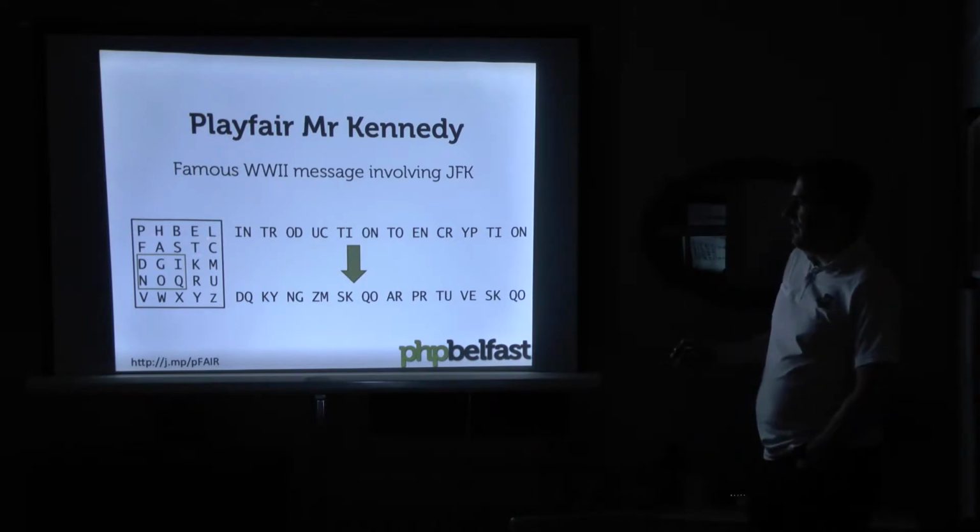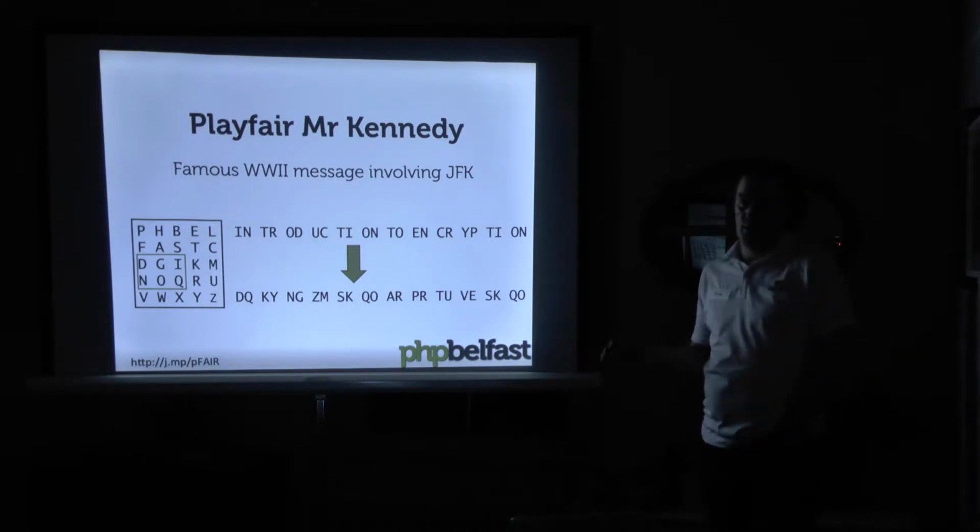You start the grid with a little keyword of your own. I've used PHP Belfast, so P-H, well, I've already used P so I can't have it again, B-E-L-F-A-S-T, and then you continue the alphabet on. What you do is break your message up into 2-letter pairs. So we have an I and an N, and you draw a rectangle around those 2 letters at the opposite corners. The I, we shift over to where the N is, and it's a D, so I maps to D. The N, we shift over to where the I was, and that's a Q, so N maps to Q. You carry that on the whole way through, and that's how you get your encrypted message.